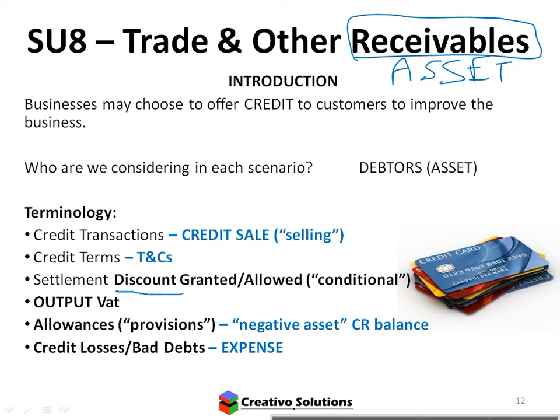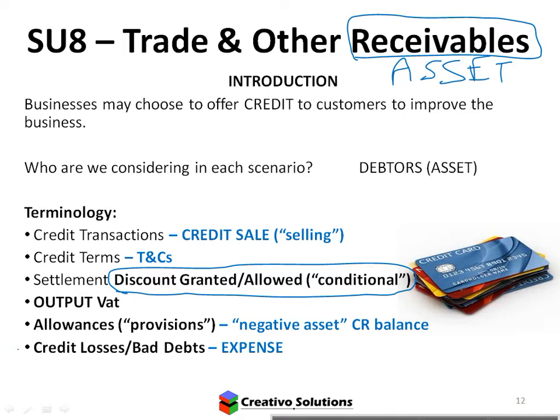What discount can I have with a debtor? Discount allowed. Why discount allowed? Because you give them the discount. I'm going to allow them a discount because they're not going to have to pay the full amount.